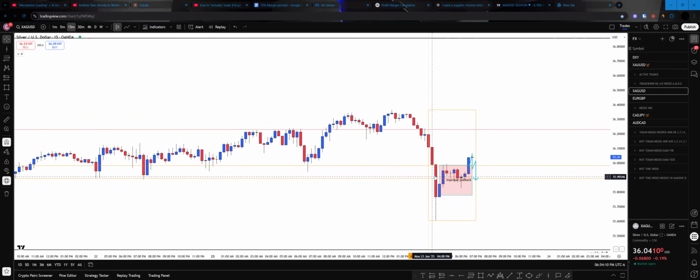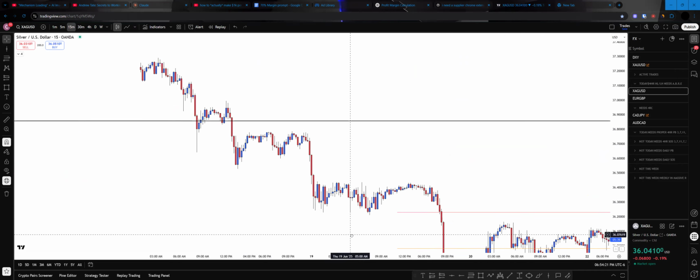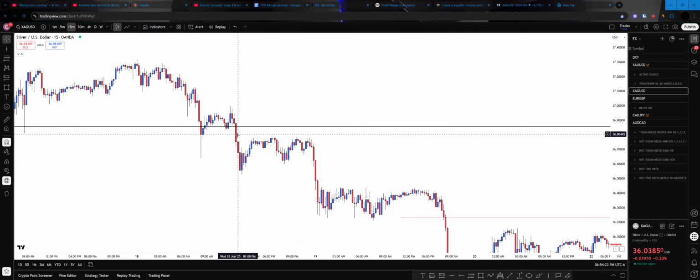The only thing is you can't take it when this is like this. This is super messy. You want the pullback to be super clean. Let me see if I can find a clean pullback. See how this is just clean? It pulls back. It's just one candle here, but it's not an engulfing candle. It's just a nice clean pullback.